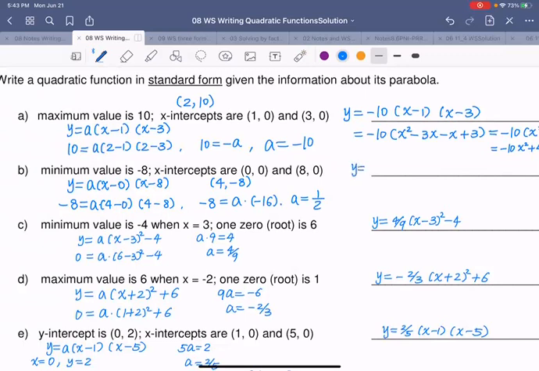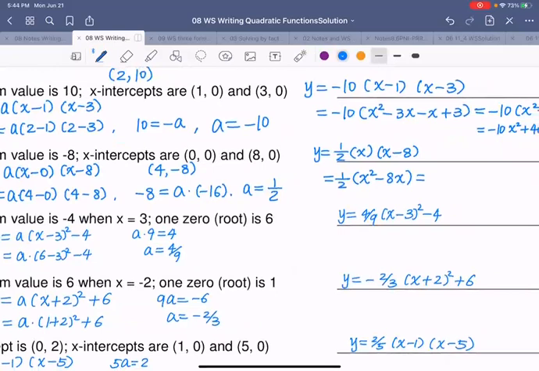So y would equal 1/2 times (x minus 0) times (x minus 8). Okay. Let's open it. Go ahead. That would be x squared minus 8x. Let's do one more step. And then it would be 1/2 x squared minus 4x. Very good. Thank you.